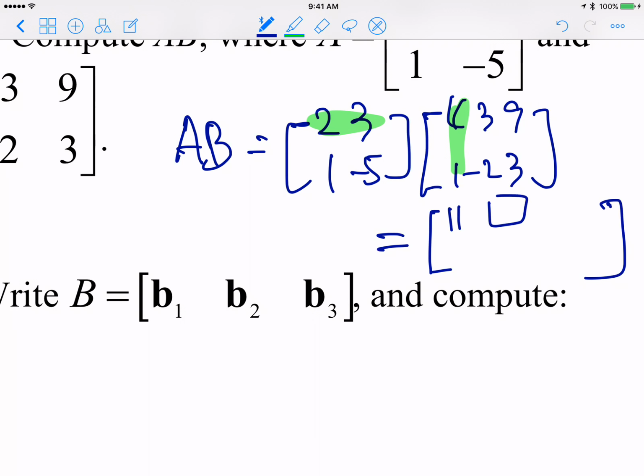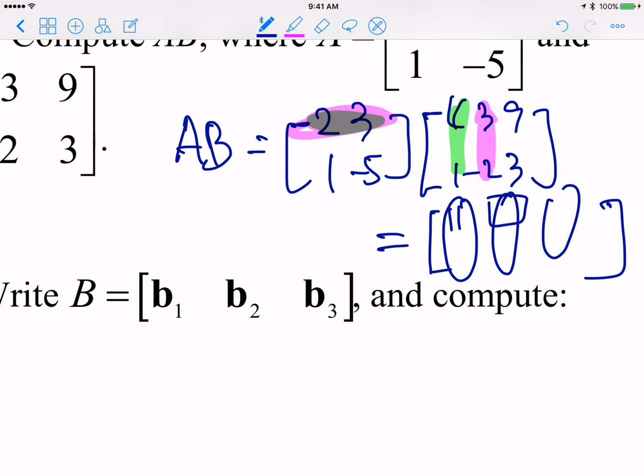Then let's move to the second entry. So how can we compute that? It's the same row, and then using the second column in B, right? So we would compute the matrix multiplication in this manner, right? But in this case, it doesn't give you any insights about the meanings of the first and second columns in the resulting matrix.